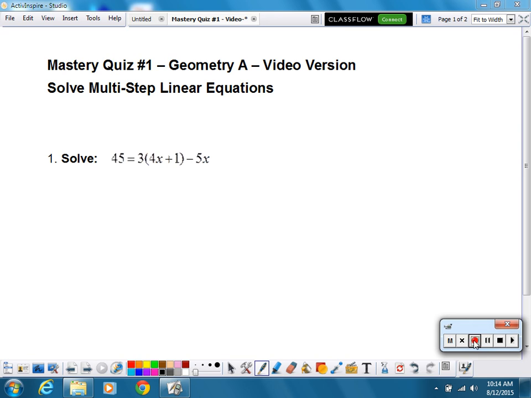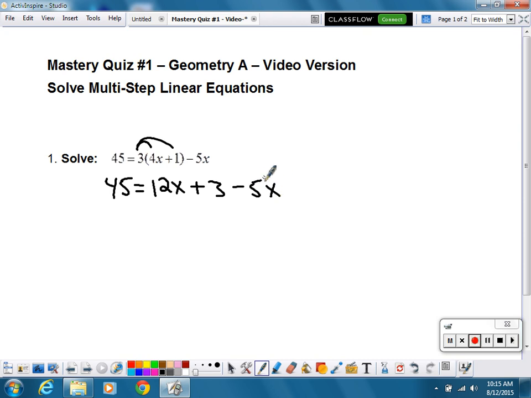Equation number 1, you'll see that we have a set of parentheses we have to take care of. So I'm going to leave my 45 alone here. I'm going to go 3 times 4. I'll use the distributive property here and get 12x. Then I've got to go 3 times 1, get 3. And then the minus 5 stays a minus 5 for now.